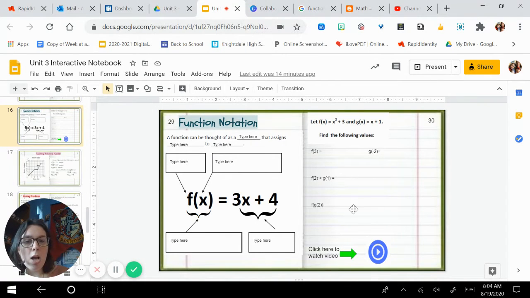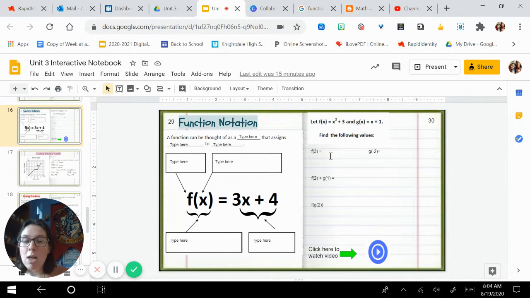Okay. All right, so your job right here is to find the following values. You have f and g right here, and you have these two equations right here. So you're going to plug the numbers in. So like f of 3, you're going to plug it into the f of x function. So wherever x is, 3 is going to be plugged in. So 3 squared plus 3.